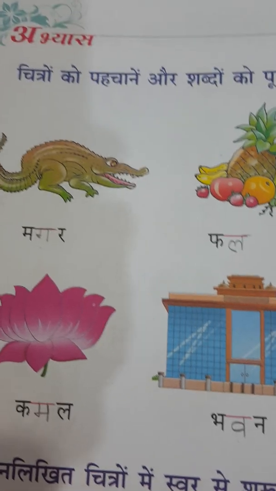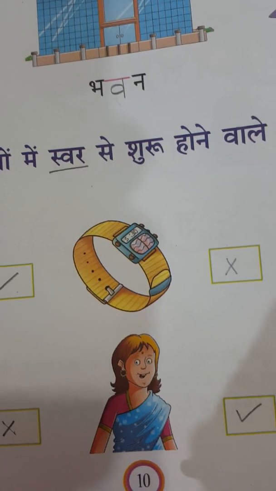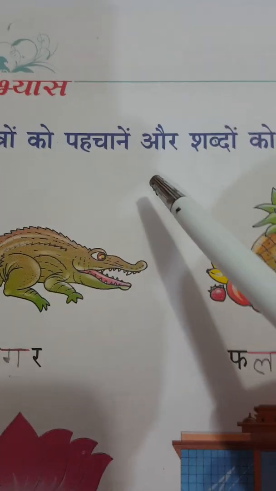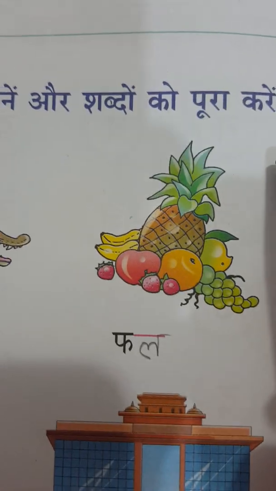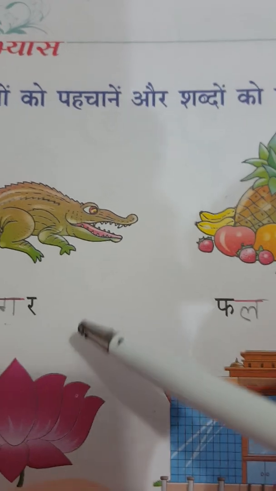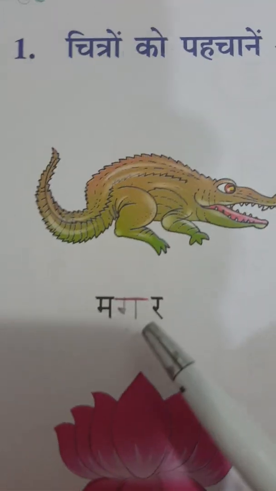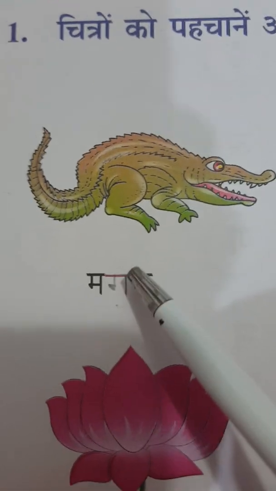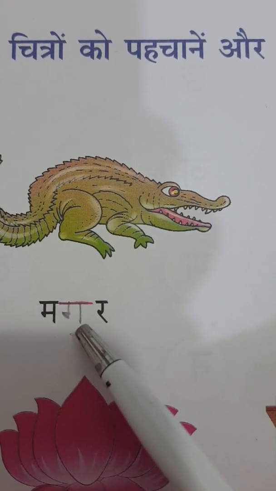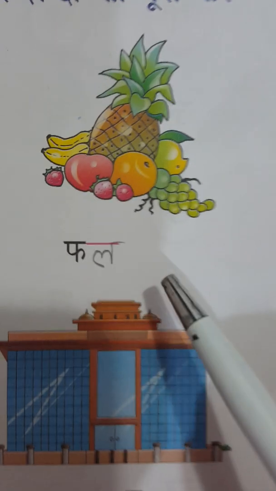So let's open the book at page number 10 and we'll start with the exercise given here. We have चित्रों को पहचाने और शब्दों को पूरा करें. So we have to look at the picture and we have to complete the words. Now you have to fill in the missing letter here. So we have m dash r. You will add the letter g to it. It becomes magar. Then go to the next picture.